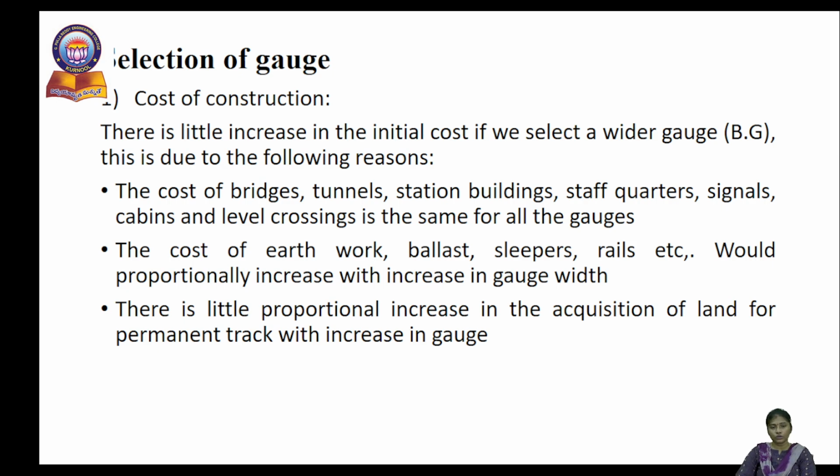This is due to the following reasons: the cost of bridges, tunnels, station buildings, staff quarters, signals, cabins and level crossings is the same for all the gauges. The cost of earthwork, ballast, sleepers and rails increases proportionally with increase in the gauge length, and there is a little proportional increase in the acquisition of land for the permanent track if you increase the gauge length.